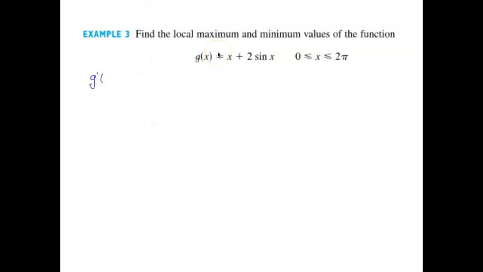All right. So the derivative g prime of x in this case is just going to be 1 plus 2 cosine x. And so the first thing we want to do is find critical values, so set that equal to 0 and solve it. So 2 cosine x is -1, and cosine x is -1/2.